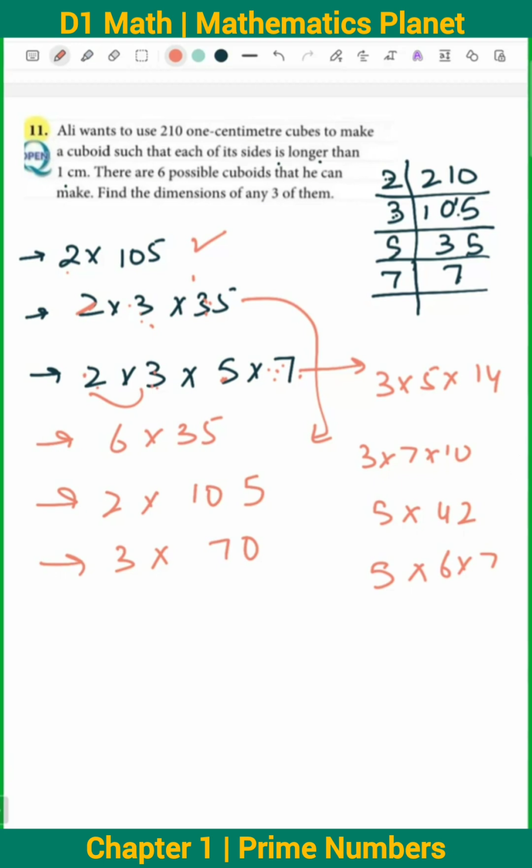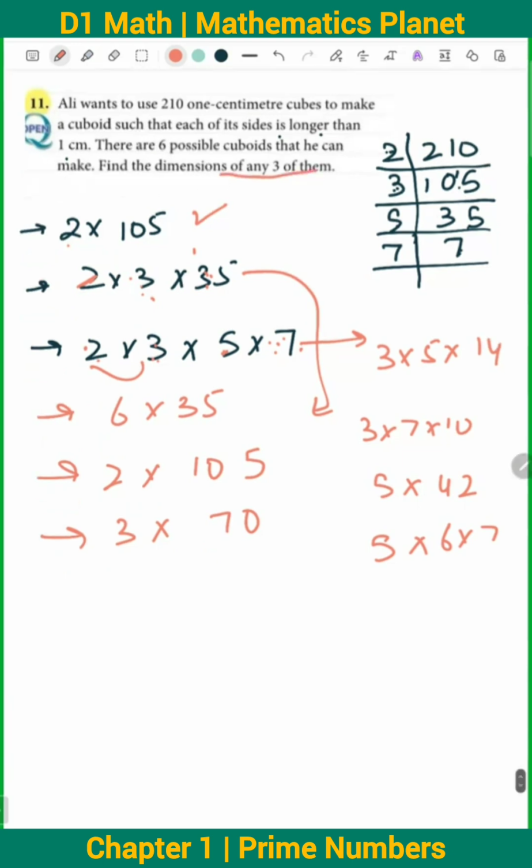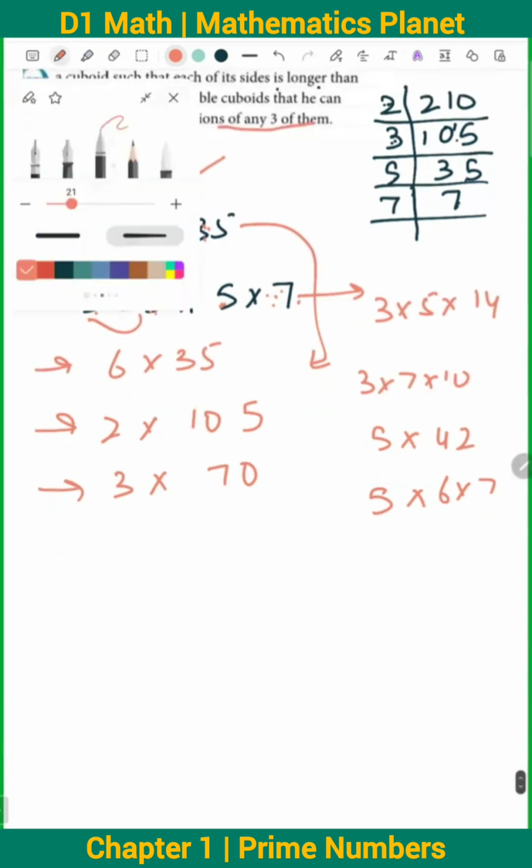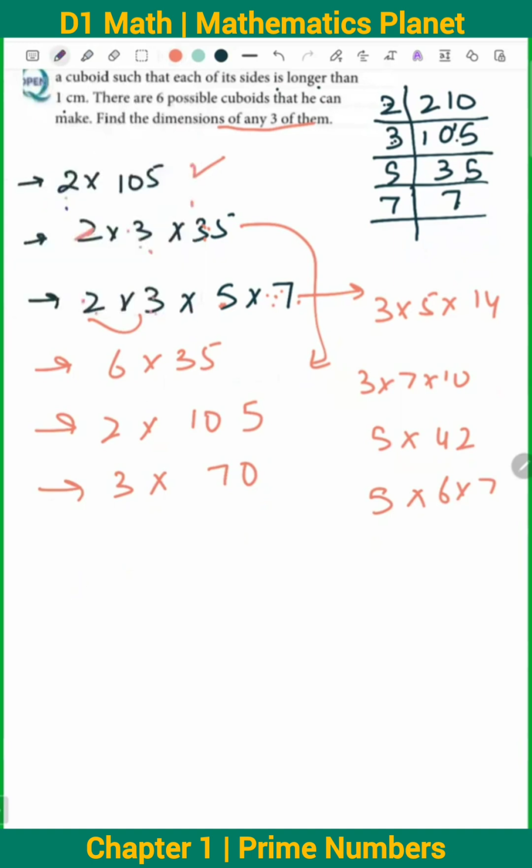So all of these are the possible dimensions. We just need to put centimeter. But they are saying write any 3 of them. So we are going to write any 3 of the dimensions. It will be our final answer. We can write, for example, 2 centimeter, 3 centimeter, 35 centimeter.